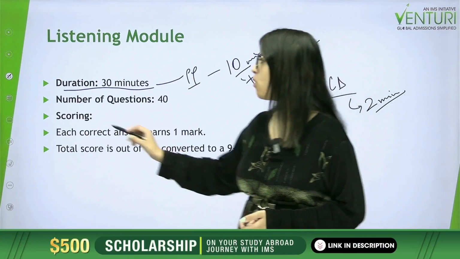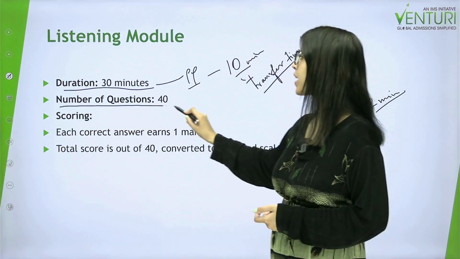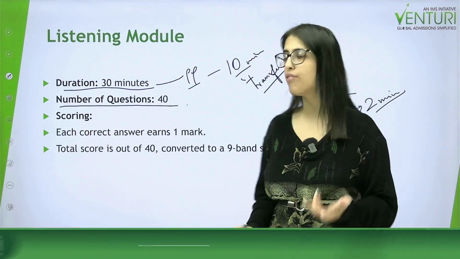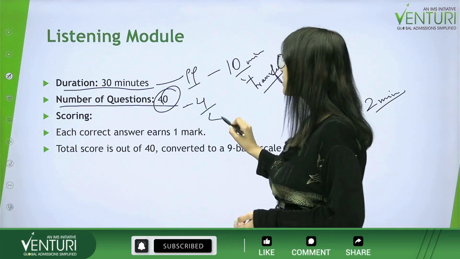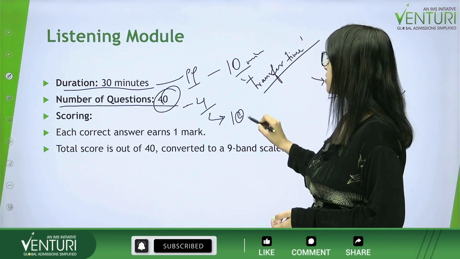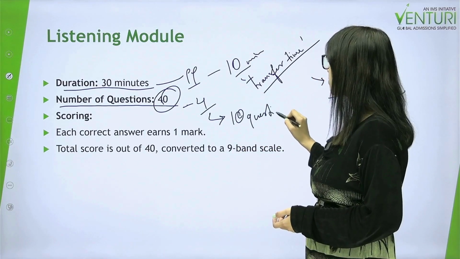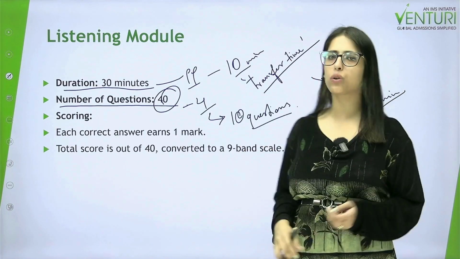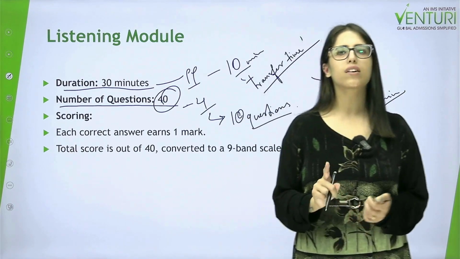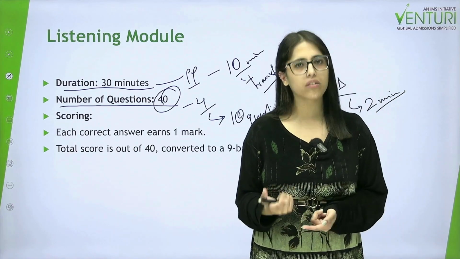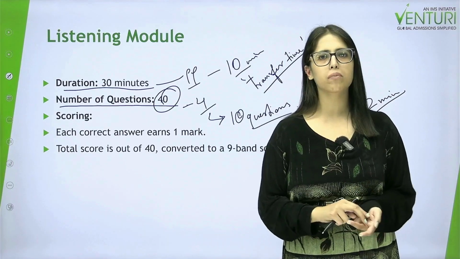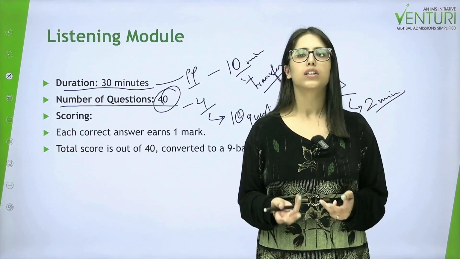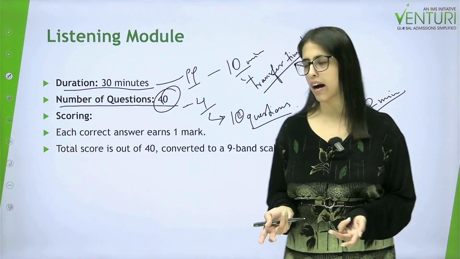Okay. Now, what is the number of questions that you get in this particular module? So that is 40. Alright. So there are 4 sections. Okay. And each section is going to have 10 questions. Okay. Now each question is going to bag you 1 mark. So if you get the answer right, you earn 1 mark. If you do not get the answer right, then you don't lose anything, but you do not gain anything either. So in short, there is no negative marking, okay?